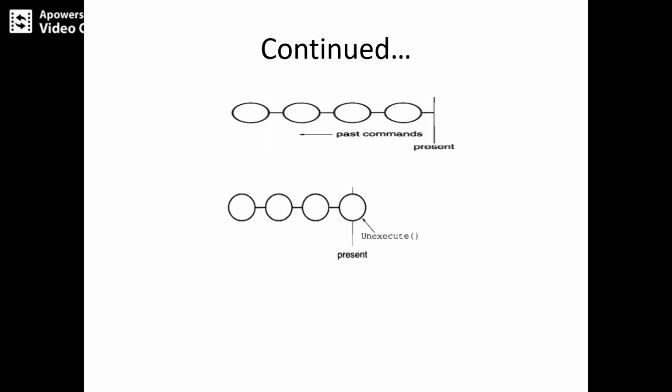So which is the rightmost? The line marked present keeps track of the most recently executed and unexecuted commands. To undo the last command, we simply call unexecute on the most recent command. After executing the command, we have to move the present line one command to the left.